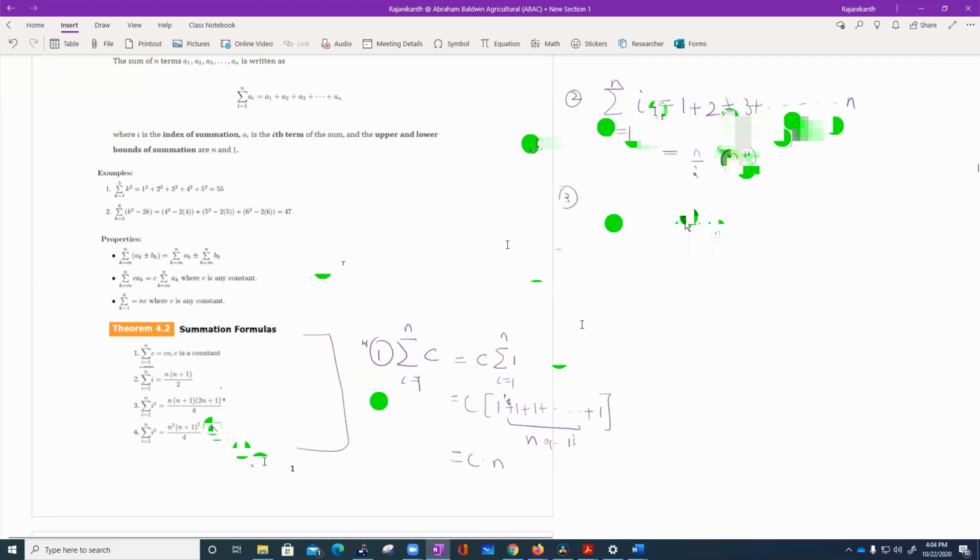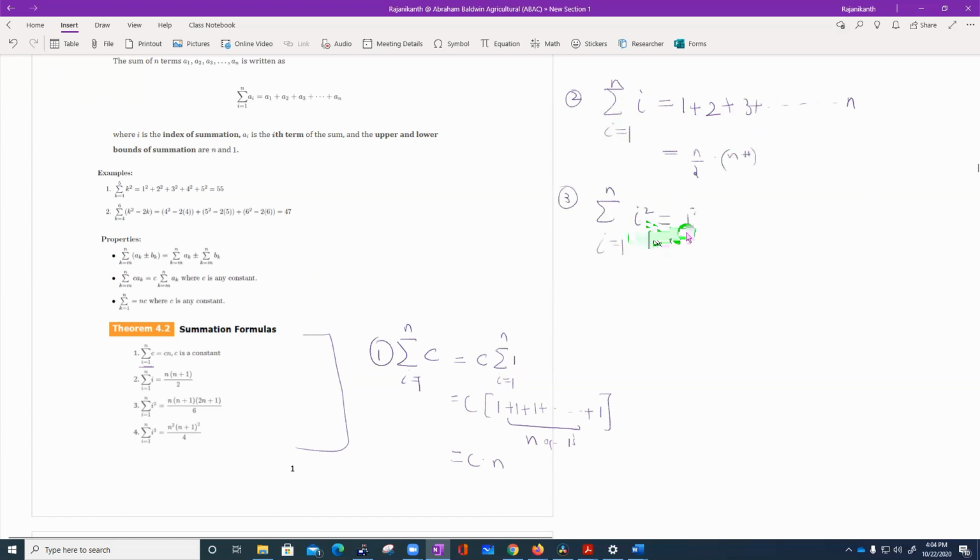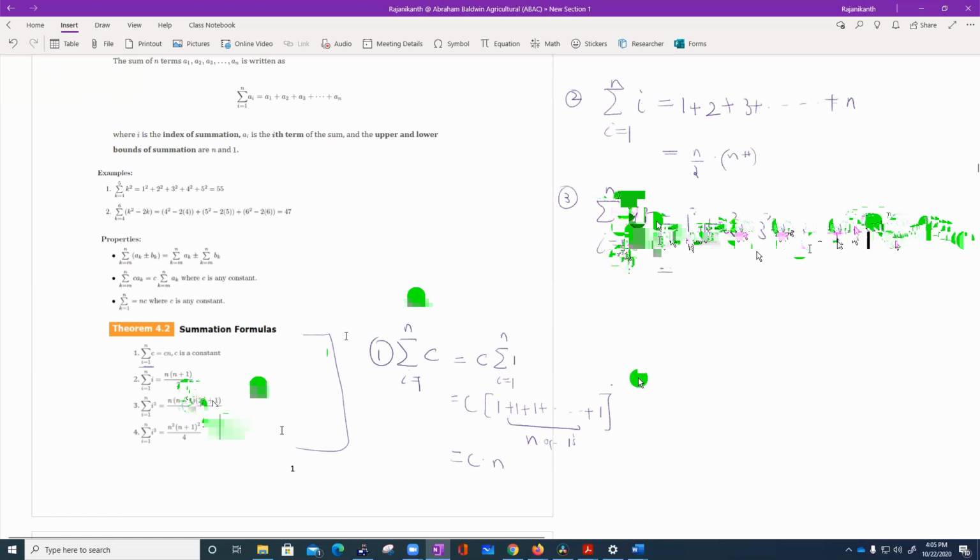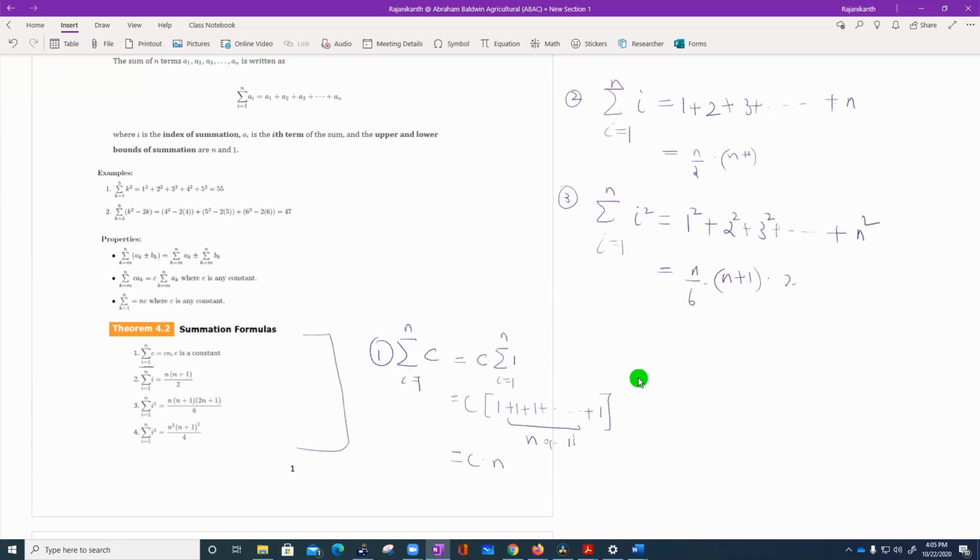The third formula says that if you want to add i from 1 to n of i squared, that means if i is 1, you will get 1 squared, plus if i is 2, you will get 2 squared, 3 squared, and so on. The last term is going to be, when you plug in n for i, n squared. The formula says that if you add these from 1 squared all the way to n squared, it is n over 6 times n plus 1 times 2n plus 1, right?